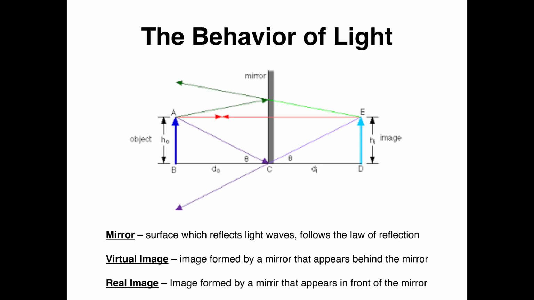So if the mirror is in the middle here and the source is coming from the left, if you have an image on the left due to this mirror, then that image is real. If, on the other hand, the image is on the right, as shown in this picture, then that image is virtual.